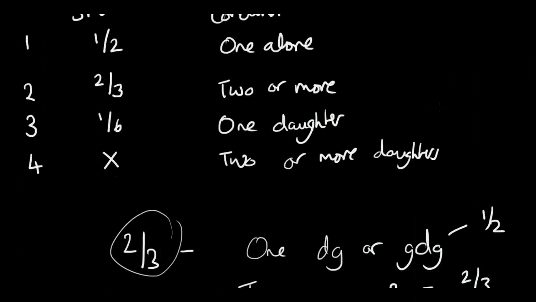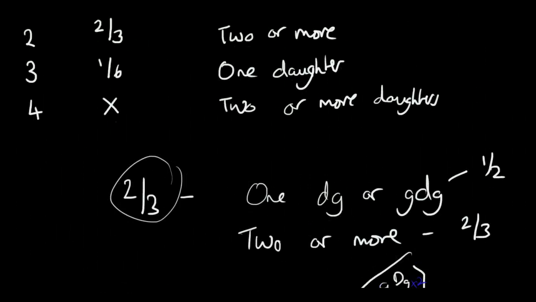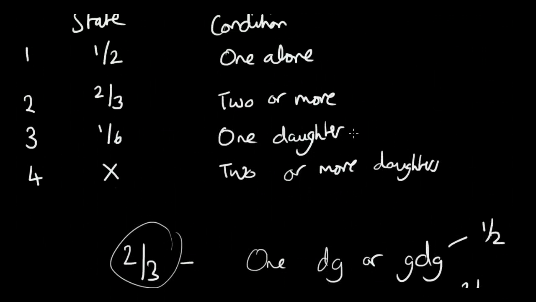Now, if there's more than one granddaughter, it doesn't have to just be one. There could be 2 granddaughters, and they would share a sixth. The one daughter would get a half, and the 2 granddaughters would share a sixth. So this is what happens if there is one daughter.